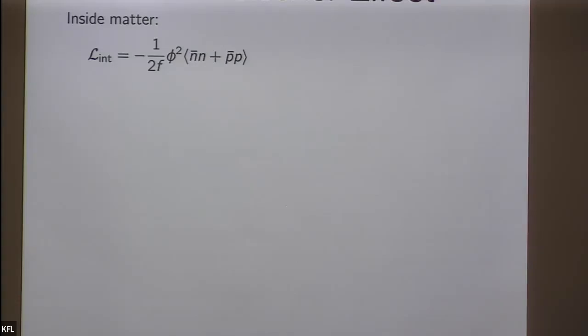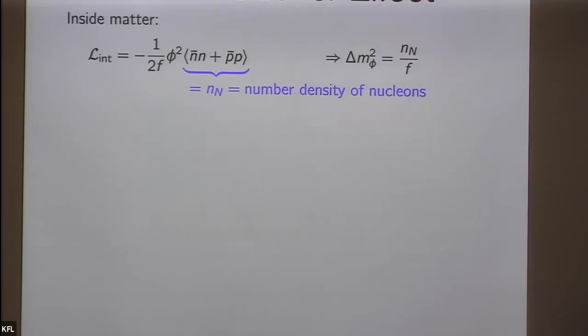So I claim there's an analog of this effect here for this model, because inside matter, this n bar n plus p bar p is non-zero, because we have neutrons and protons in ordinary matter. In fact, this is just equal to the number density of nuclei. So inside matter, this term gives an additional contribution to the mass of the particle. You notice that I put in a minus sign here, and I'm assuming F is positive, and so this increases the mass of the particle inside matter. That's the sign that I've chosen, and so I get this extra contribution to the mass.